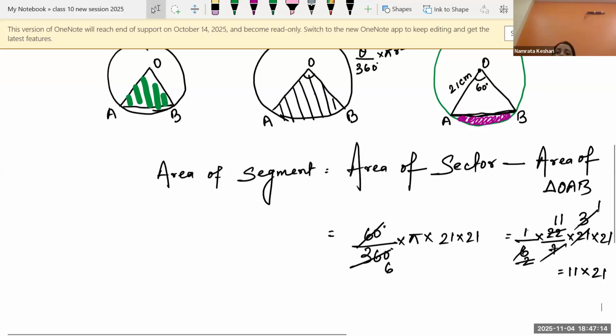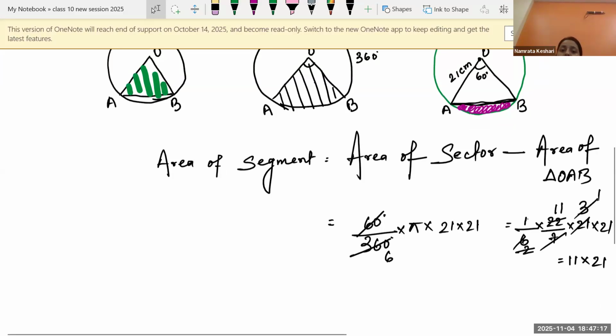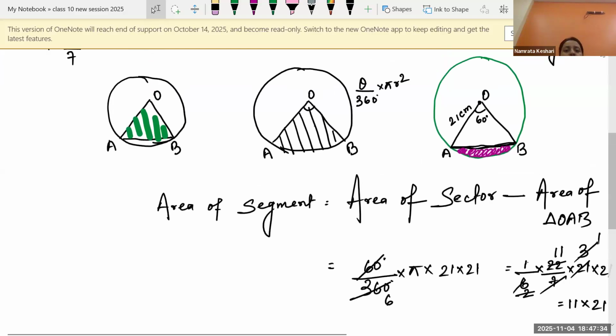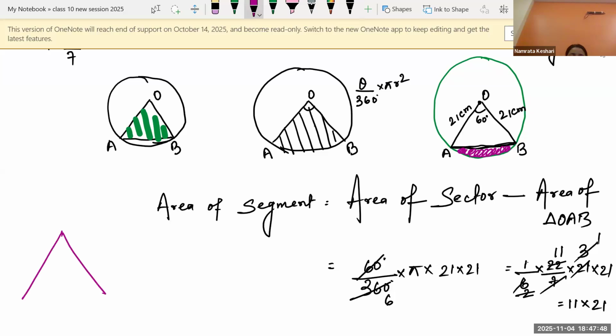Okay, now we also have to find the area of the triangle. You are having such a triangle where angle O is 60 degree. And you just know side OA, the length of the side OA is 21. The length of the side OB will also be 21, because this is also the radius of the same circle. Radius is given as 21. So basically you are having a triangle like this, where you know this is 60 degree, this is 21 centimeter, and this is 21 centimeter, and you don't know anything else.